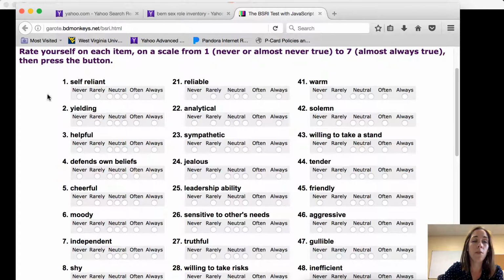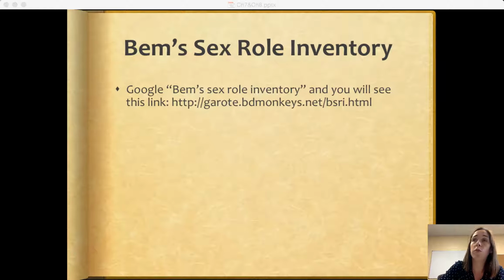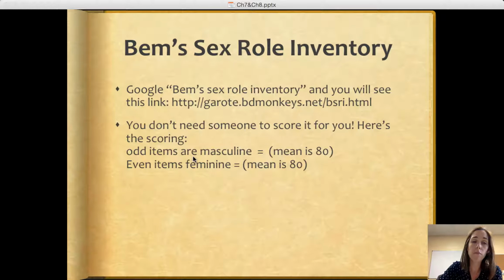Check for yourself, how self-reliant are you? I'm often self-reliant. Yielding? Nope. Helpful? Always. Defend own beliefs? Often. So you're going to work through that, and then you can have them do it for you, or you can do it for yourself. And the way that you score it is all the odd items are masculine and all the even are feminine. So you can go ahead and pause this, work through the scale, and then come back to us, okay?